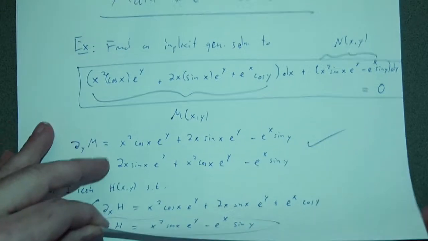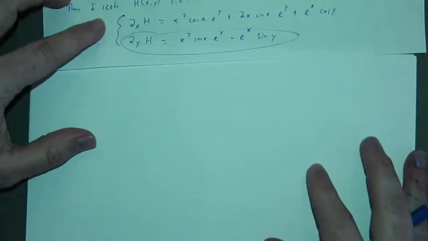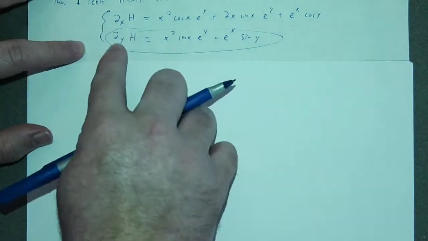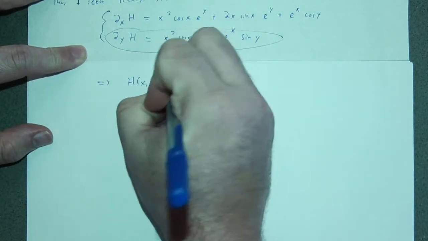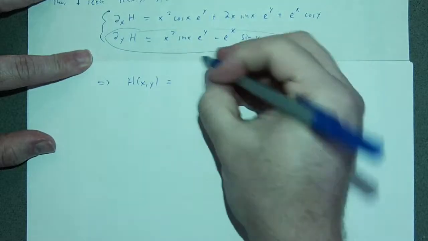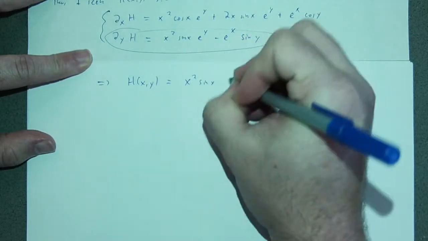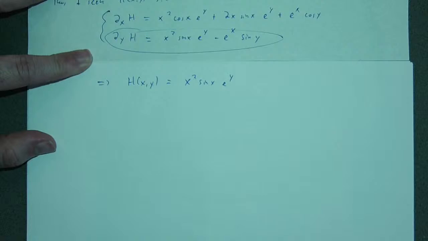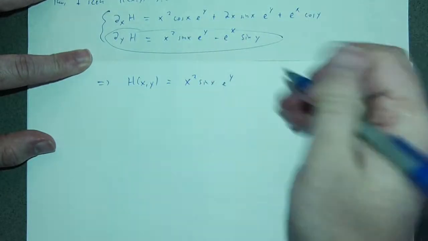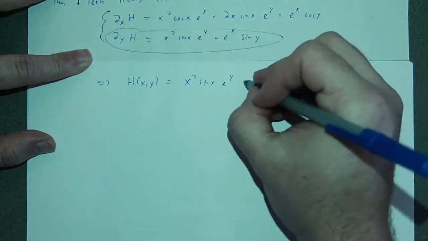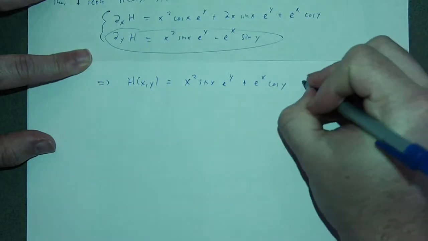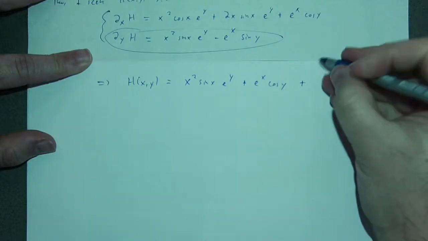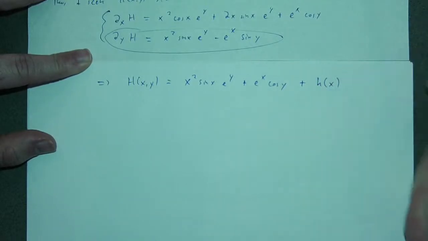All right, so using the second equation, how does this help me? I integrate both sides with respect to y, and I get that h of xy, integrating this with respect to y, is actually just x squared sine x e to the y. Integrating this with respect to y is minus cosine y, so this is a plus e to the x cosine y. And then plus a constant of integration, but I'm integrating with respect to y, so that constant of integration is generically a function, little h of x.